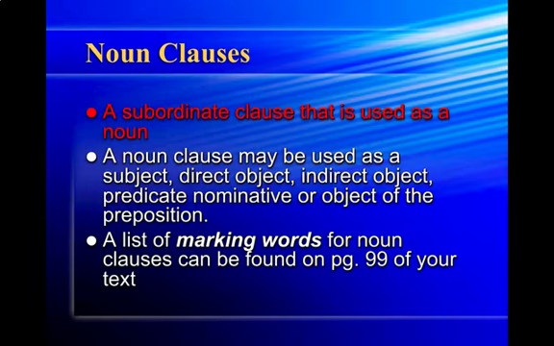And noun clauses are second of our three subordinate clauses. As you might guess by the name, it is a subordinate clause that can be used as a noun. This means the entire clause could be a subject, a direct object, indirect object, predicate nominative, or object of the preposition. So it's a pretty cool thing.